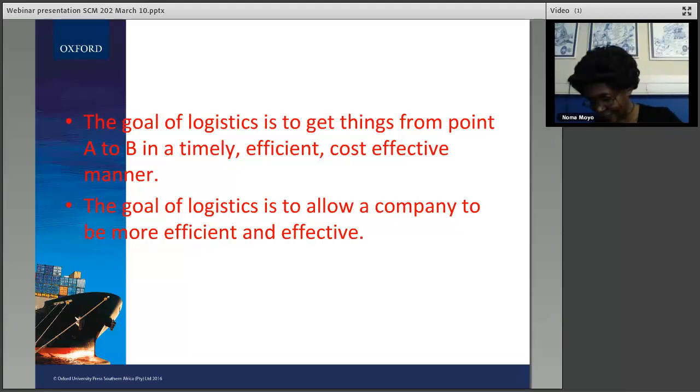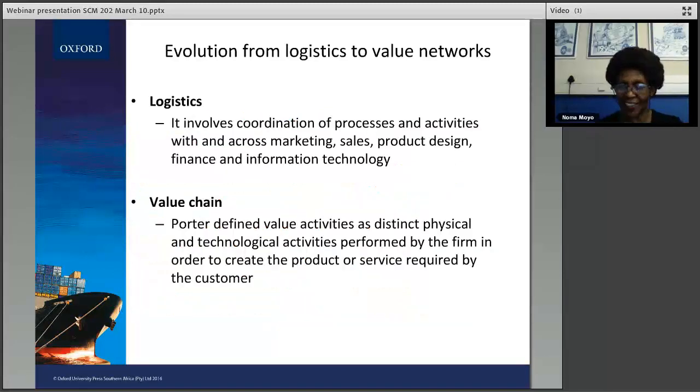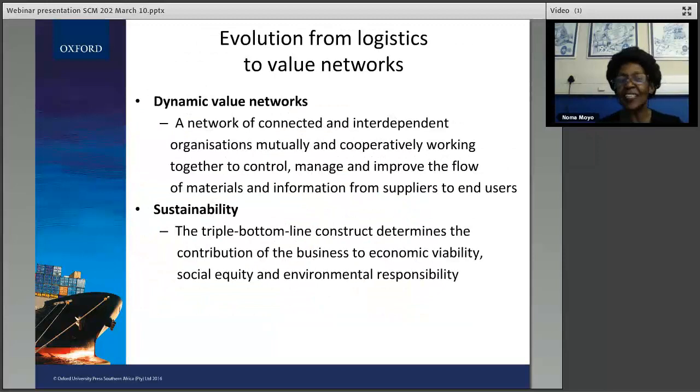The goal of logistics; I think they ask you about the goal of logistics and the objectives. The goal of logistics is to get things from point A to B in a timely, efficient, cost-effective manner. The goal of logistics is to allow a company to be more efficient and effective. The objectives of logistics would be to make available the right quantity of right quality products at the right place and time in the right condition, to offer best service to customers, to reduce the cost of operations, and to maintain transparency in operations.